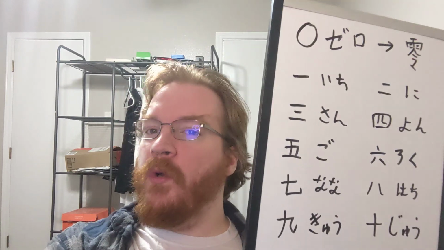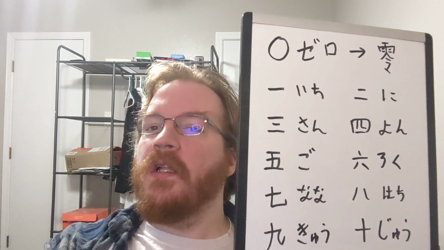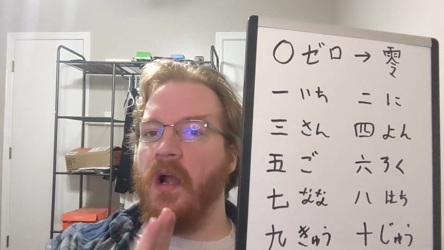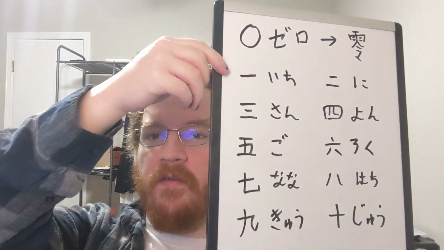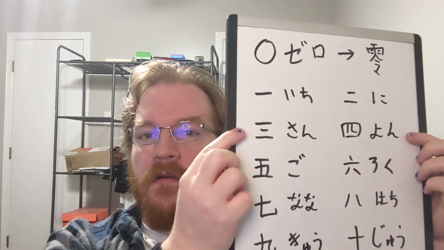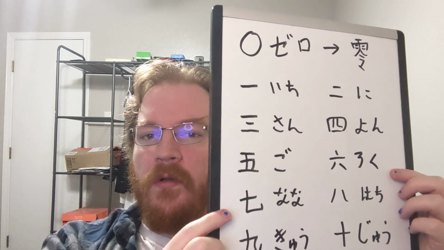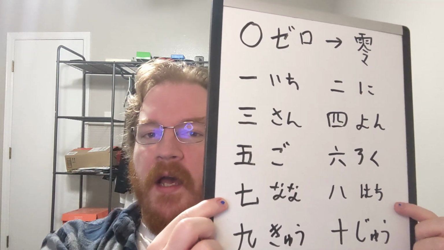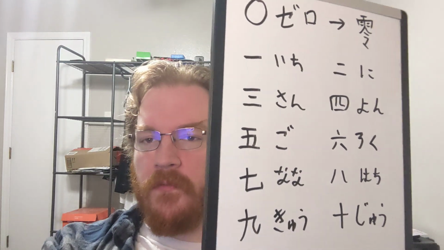In any case, when you're just counting in general, you're going to be using the following numbers. Let's go through them one more time, and then we'll talk about how we can count up to the higher numbers. Okay, so we have ichi, ni, san, yon, go, roku, nana, hachi, kyu, ju. All right. So let's talk about the numbering system in general.